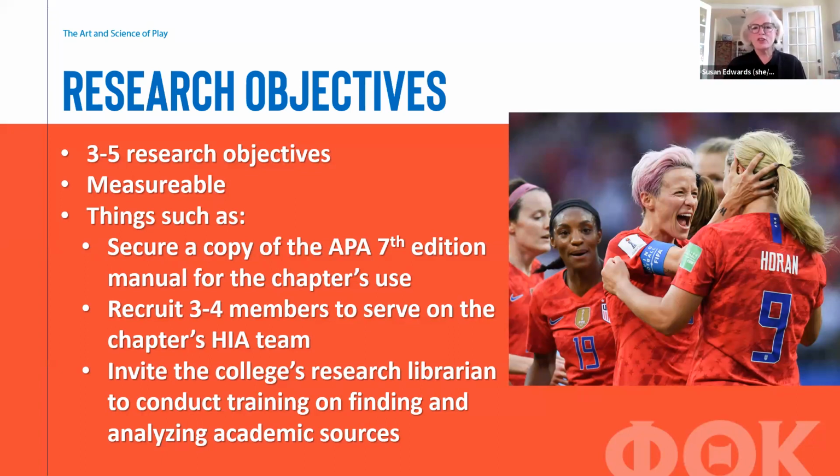So one goal might be to secure a copy of the APA 7th edition manual for the chapter's use. That will make your life a lot easier when you're trying to do APA citations, so that you get them completely right. And I should mention, because we have Honors in Action grants available, and I'll mention again that the deadline's September 14th, but purchasing a copy of the manual can be something that you apply for in the Honors in Action grant. You can include that among the things you'd like to do with funds.